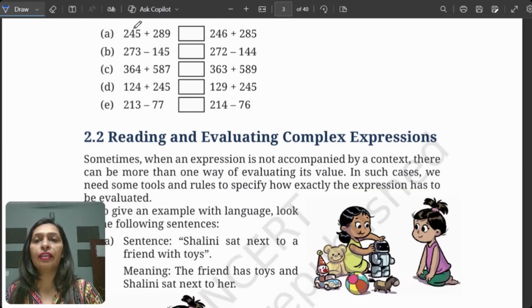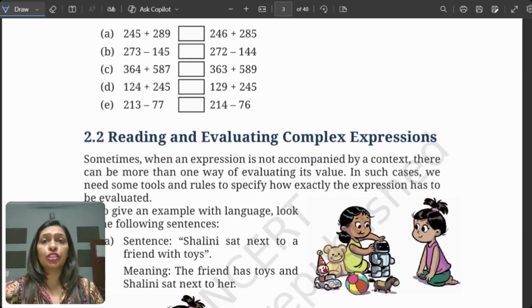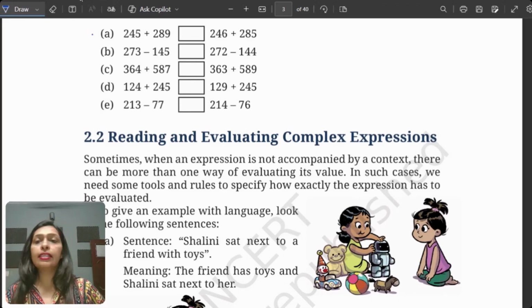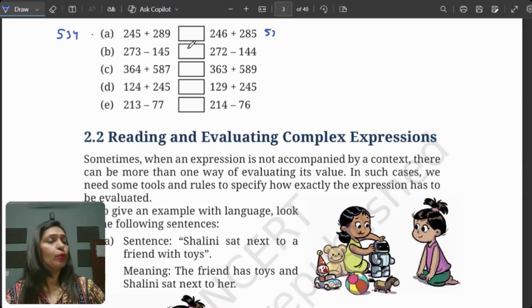Now here we have 245 plus 289, and we have to check whether the LHS is greater or the RHS is greater. If I do it with the traditional method, with addition, I add 245 and 289. And what is the result? I'm going to get 534. Then 246 plus 285, the normal addition, and the answer is 531, so we can clearly see that 534 is greater than 531.